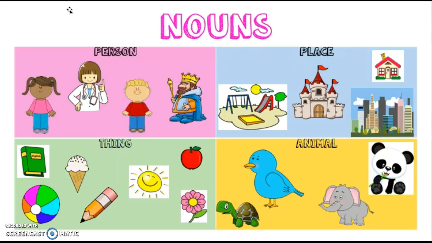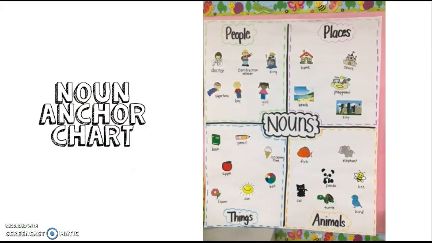So anyway, on day one of nouns, you explain to the students what a noun is. So it can be a person, a place, a thing, or an animal. Here is what my anchor chart looks like. So what I do is I come prepared with some pictures of nouns, and as we're discussing the types of nouns, I have them help me to sort the pictures and glue them onto the anchor chart, and we label them. And then this is hung up in the classroom for them to refer to later.